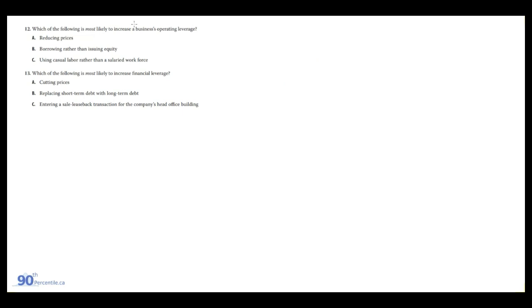Which of the following is most likely to increase a business's operating leverage? A, reducing prices. B, borrowing rather than issuing equity. It's not this, because borrowing debt is related to financial leverage, not operating leverage. C, using casual labor rather than a salaried workforce. No, this isn't it either. So we're left with A, reducing prices, which is kind of a weird one, but operating leverage measures the sensitivity of a company's profitability to changes in prices or changes in sales volume, etc. Generally, it's associated with having a higher amount of fixed costs.